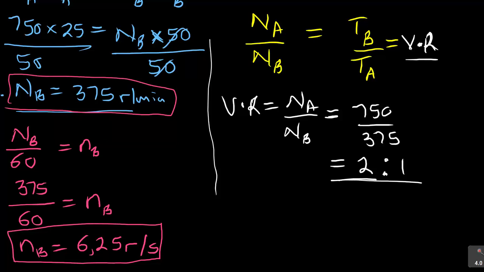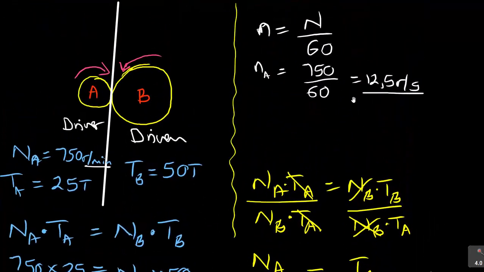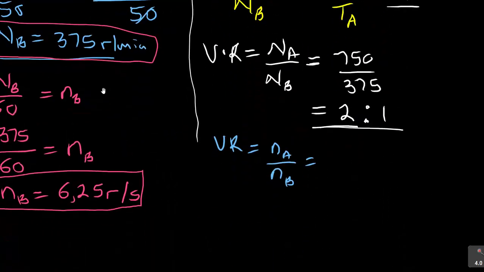If we are using the rotation per second, remember VR is equal to smaller NA over smaller NB. If I do that, it will be equal to, now the smaller NA, we did find out that it was 12,5. Remember, I did convert it earlier when I divided 750 by 60. So it's 12,5 here.